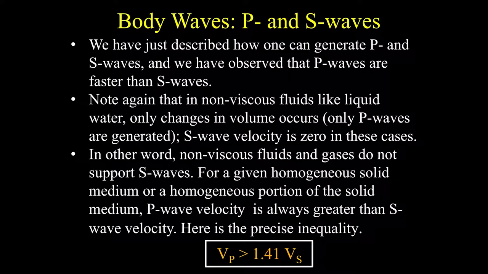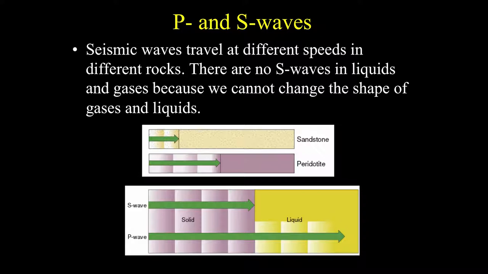For a given homogeneous solid medium, or a homogeneous portion of the solid medium, P wave velocity is always greater than S wave velocity. Here is the precise inequality. Seismic waves travel at different speeds in different rocks. There are no S waves in liquids and gases, because we cannot change the shape of gases and liquids.